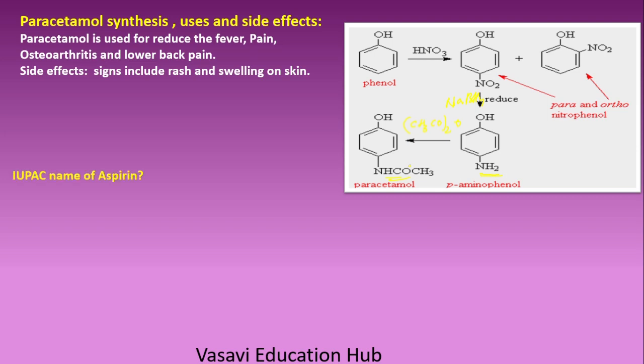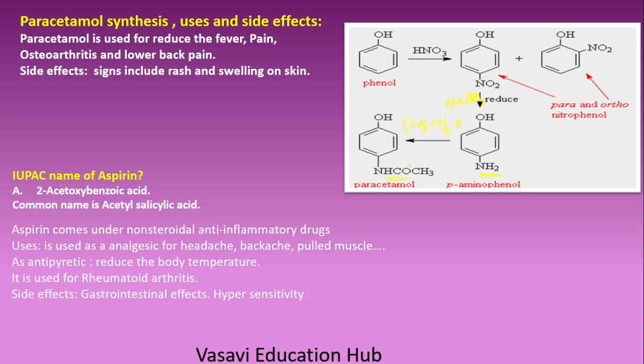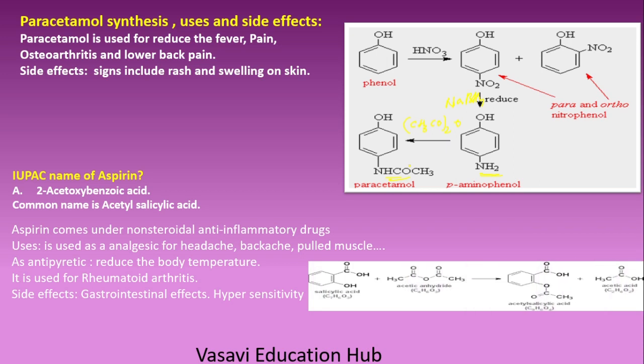Okay, right, next. What is the IUPAC name of aspirin? Okay, so 2-acetoxy benzoic acid is the IUPAC name of aspirin, or we can call it acetyl salicylic acid, right? Acetyl salicylic acid is prepared from salicylic acid and acetic anhydride by using H2SO4 as a catalyst at 60 to 70 degrees temperature. So it produces 2-acetoxy benzoic acid. So this is the preparation of 2-acetoxy benzoic acid, or acetyl salicylic acid, right?